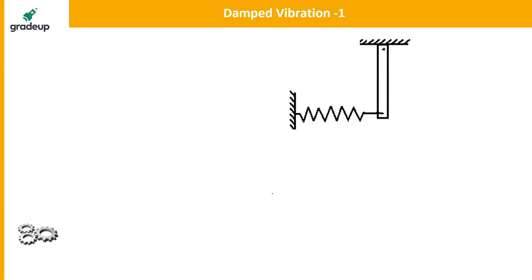Let us suppose we have a spring with stiffness K, and this is a rod having mass M and length L. You need to calculate the natural frequency of vibration, that means you have to calculate omega N. Is that clear? Now, please tell me, those who have responded.